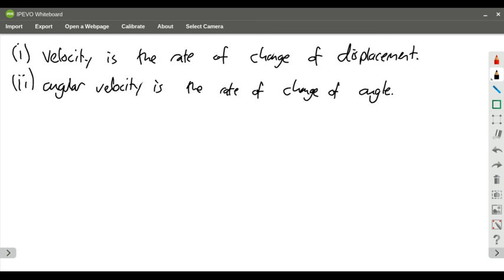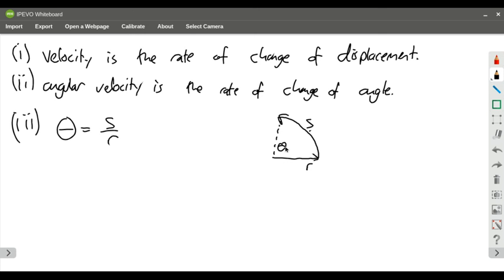Derive the relationship between the velocity of a particle traveling in uniform circular motion and its angular velocity. This next bit, we start off by defining what the radian is. Angle in radians is S over R, where we have an object that is moving a distance S through a radius R and makes an angle theta here. So theta is S over R.